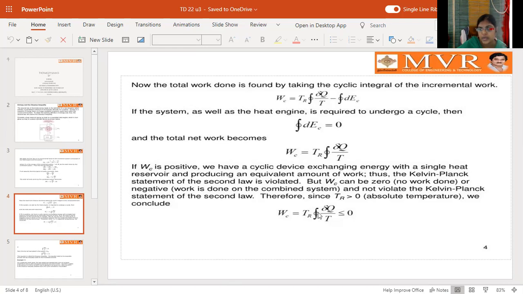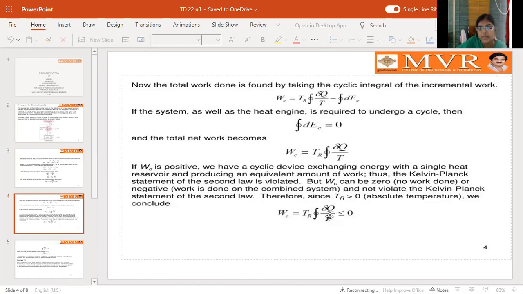If it is violated, our combined work done, if it is positive, means the Kelvin Planck statement of the second law is violated. If it is violated, we cannot do two works at a time. So our combined work done can be 0 or negative. If negative or 0, it does not violate the Kelvin Planck statement of the second law.